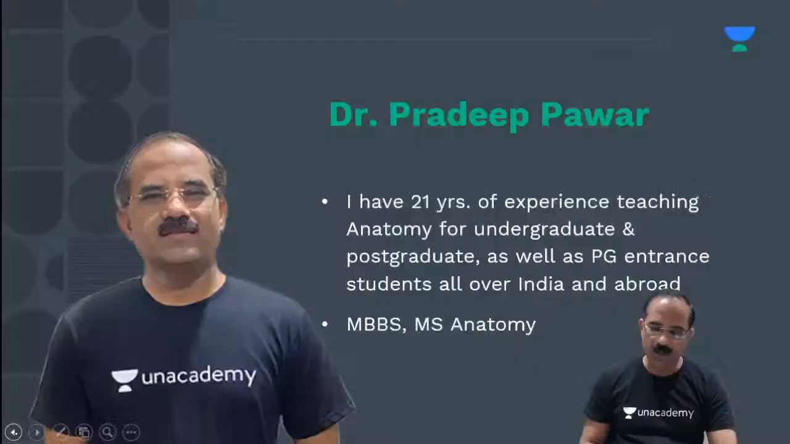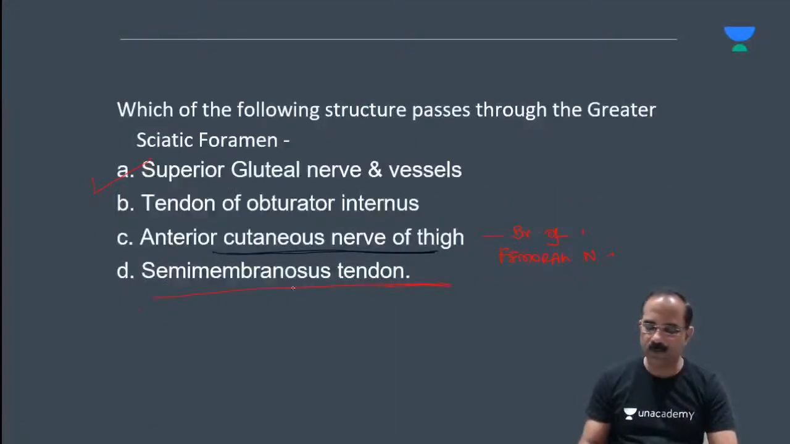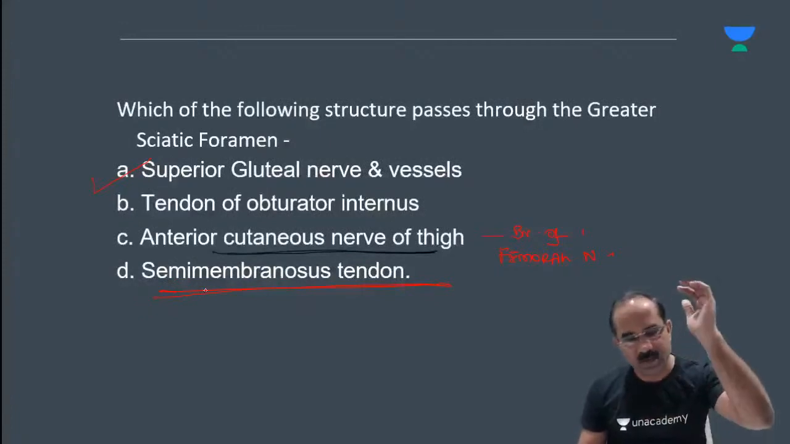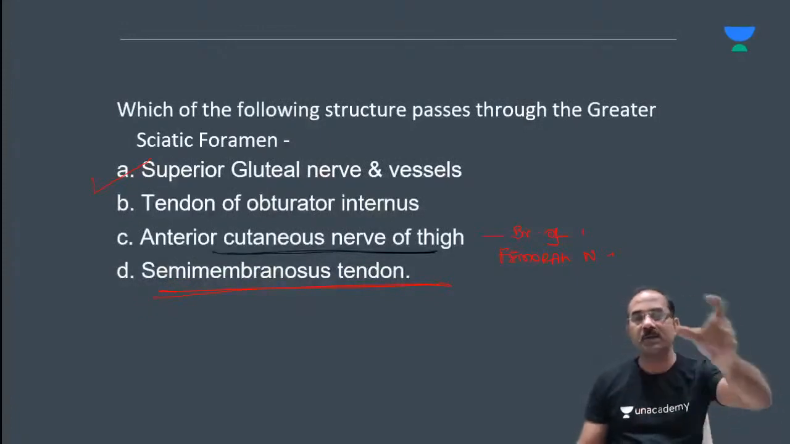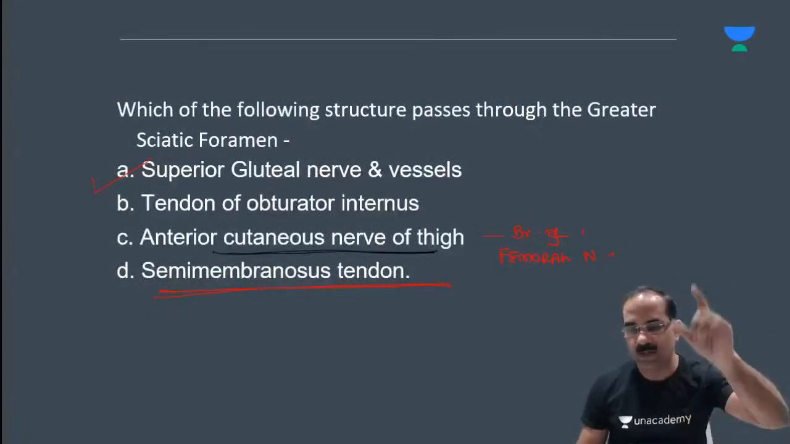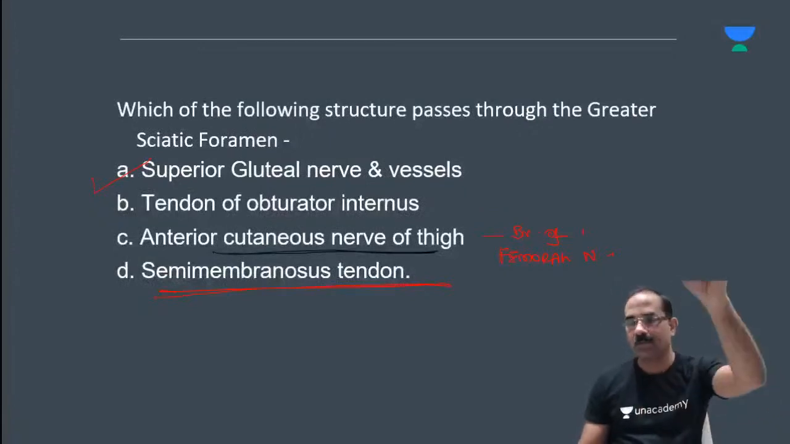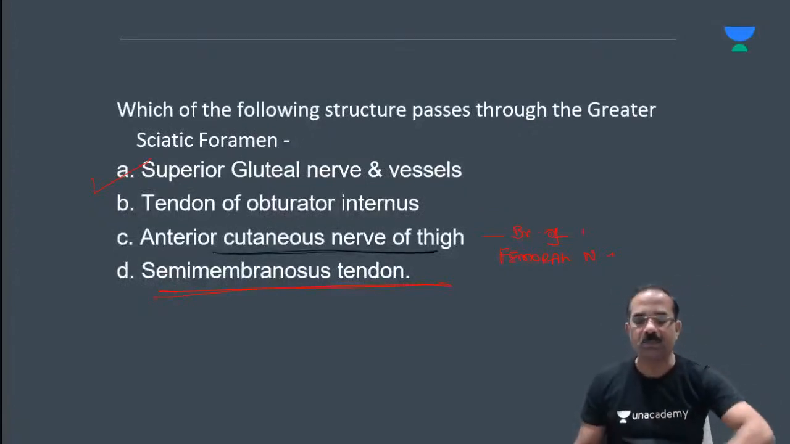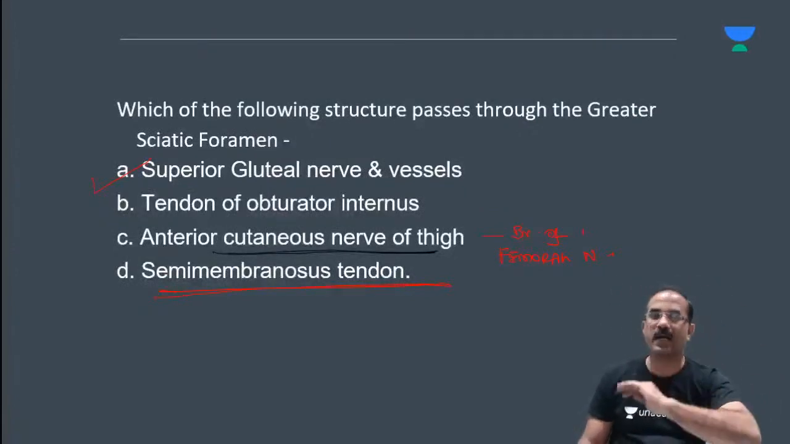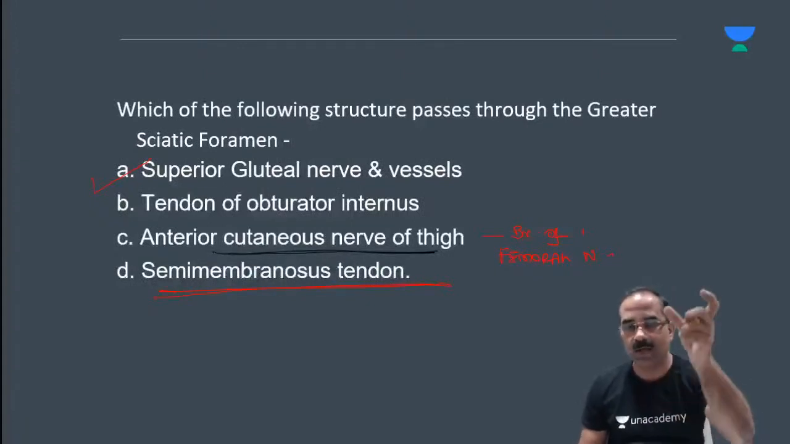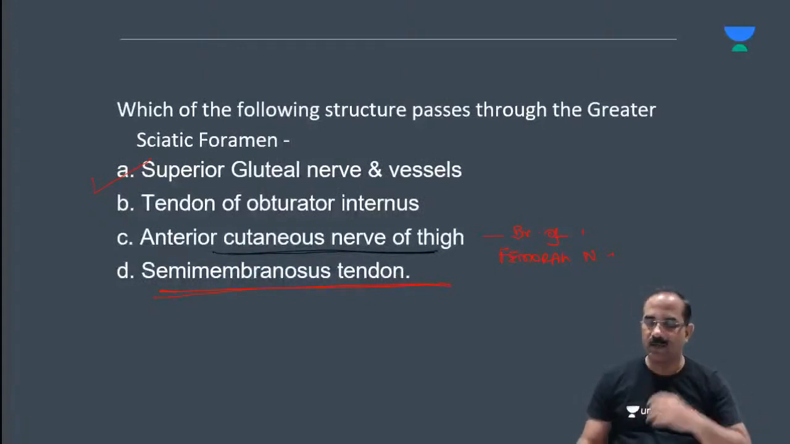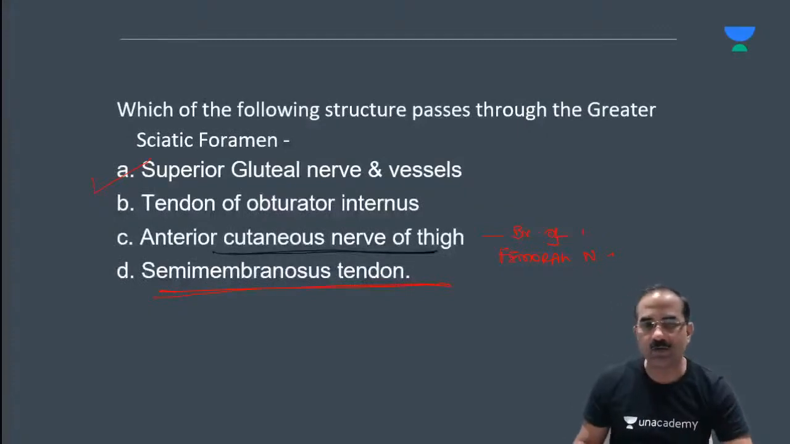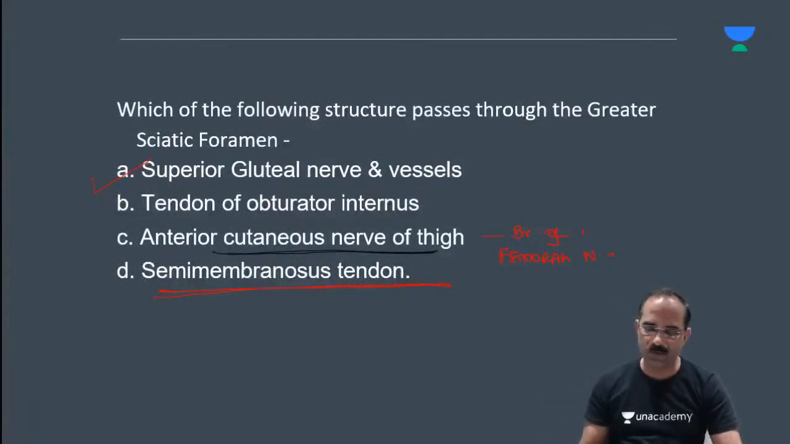Right. Now coming to the last option here, semimembranosus tendon. Semimembranosus tendon is a hamstring. This semimembranosus belongs to the posterior compartment of the thigh, begins from the ischial tuberosity, and is attached to the medial condyle of the tibia. That's the semimembranosus muscle. I hope this is clear to all of you.